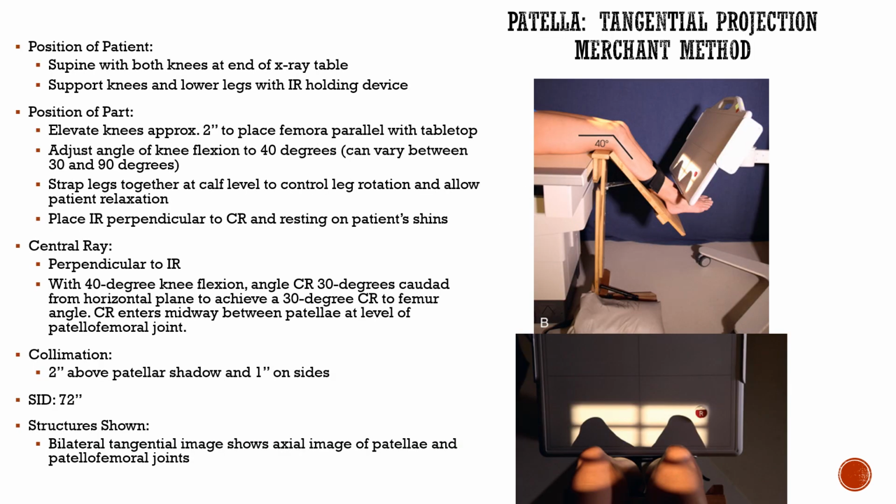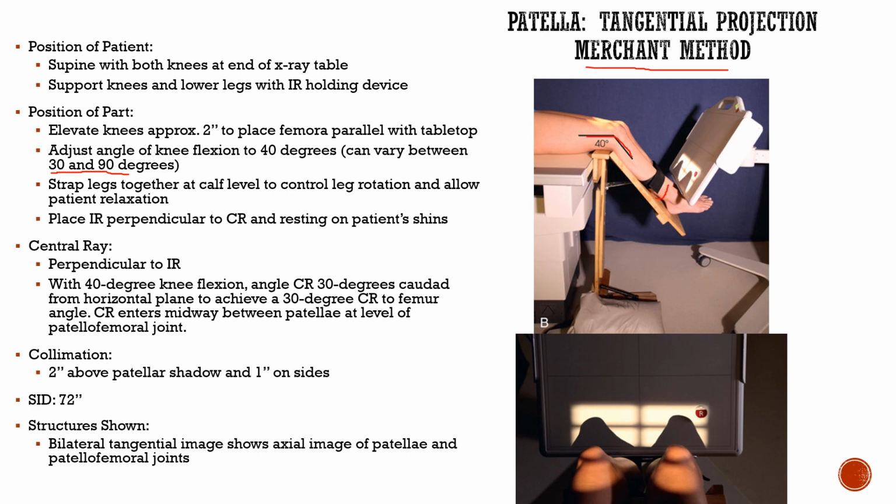On the tangential projection, Merchant method, we have to have a special board. There has to be an image receptor holding device plus a board in which you're going to place your patient, called the Merchant board. We're going to elevate the knees approximately 2 inches to place the femora parallel with the tabletop. Adjust the angle of the knee flexion to 40 degrees. It can vary between 30 and 90 degrees, but they're showing the 40 degrees here.